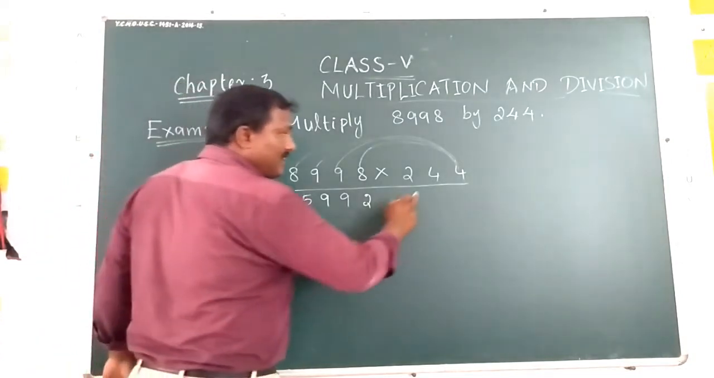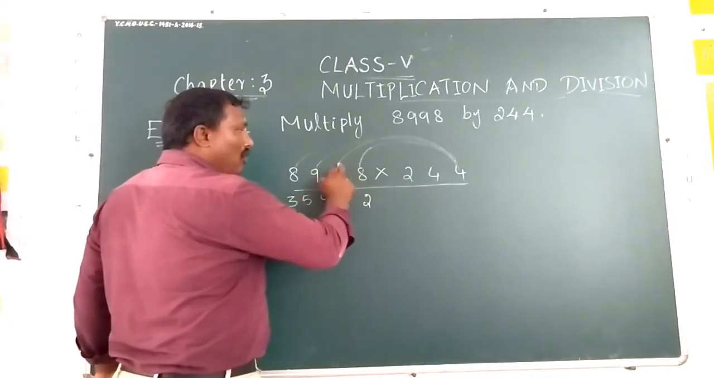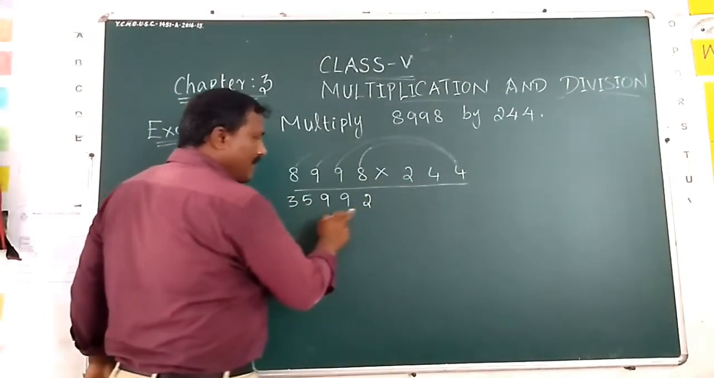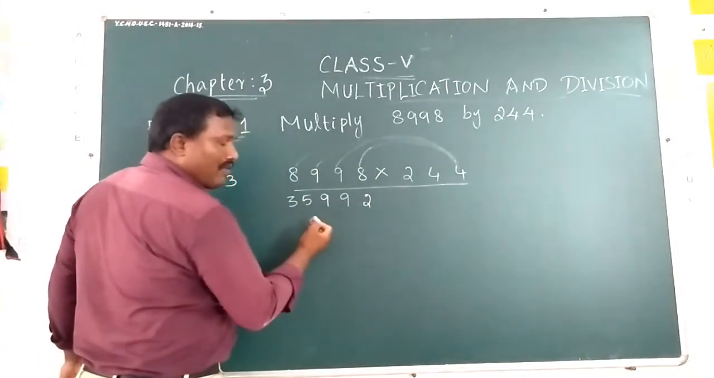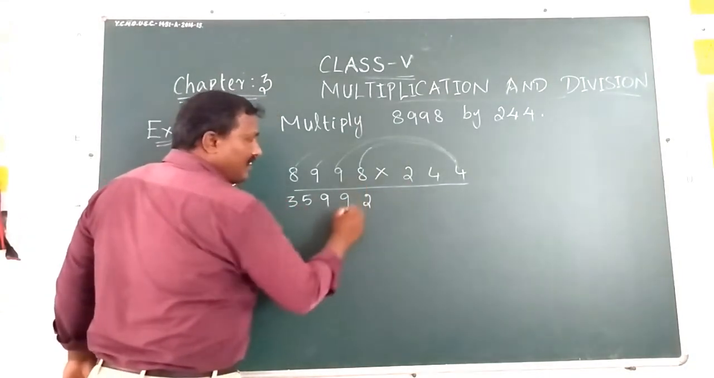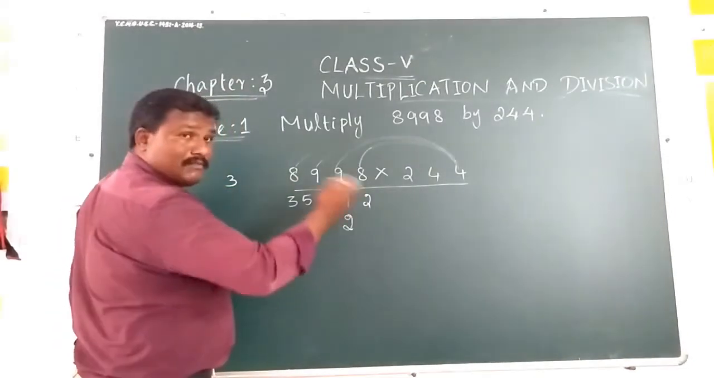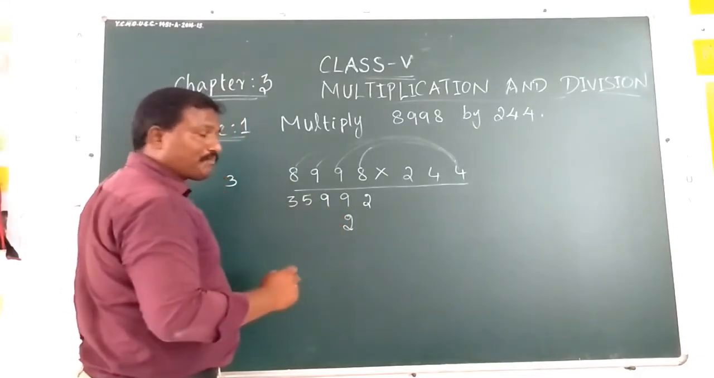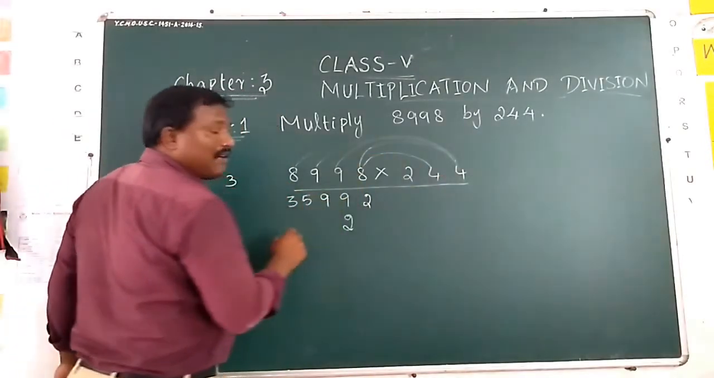Now the second row, I will take this 4. Again I will multiply all the numbers. So 4 8s are the same, the same answer. 8 4s are 32, but you have to move forward one step. So 4 8s are 32. I will put 2 this time under the second number. The remaining is 3.